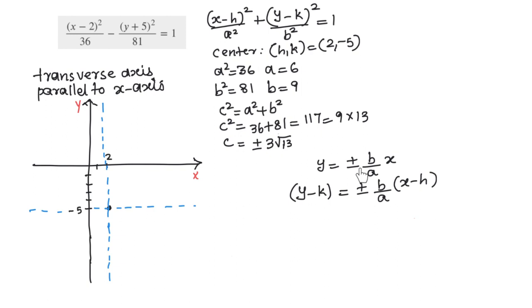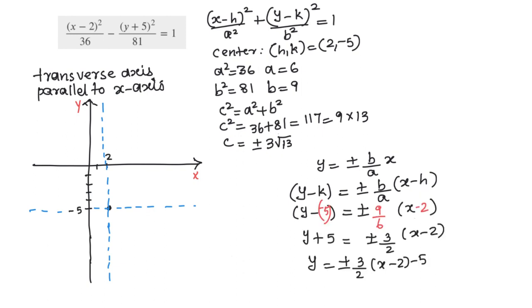These are the equation of the asymptote when center is at 0, 0. If the center is not at 0, 0, we will replace this y and x by y minus k and x minus h. So replace this k, a, b and h by the values. Now reduce the fraction and subtract 5 from both sides to get the equation of the asymptotes.